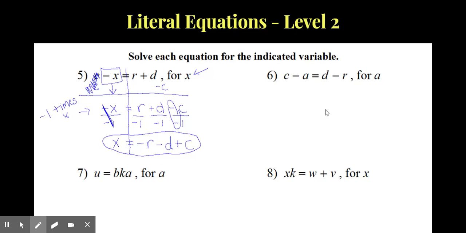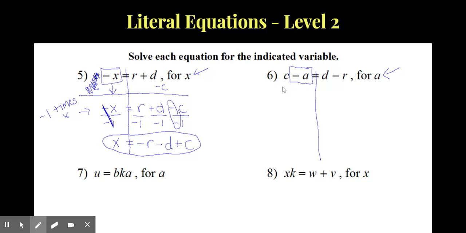All right, time for a you-try problem. Follow along with me. Problem 6. This equation says c minus a equals d minus r, and we were asked to solve this equation for a. So let's look at the equation. Which variable should I box off? I was asked to solve for a, so I'm going to box off the negative a.